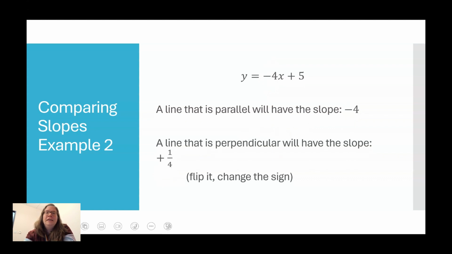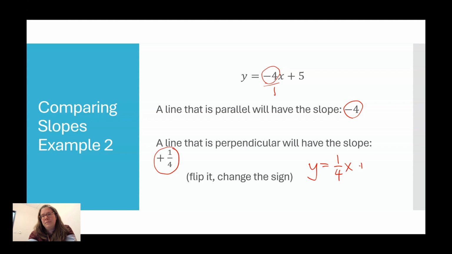So one more example, -4 is my slope here. So a parallel line will have -4 as well. And a perpendicular line, remember this is 4 over 1, we flip it to 1 over 4 and make it positive. So a perpendicular line is going to have the slope positive 1/4 x plus whatever y-intercept we end up with.